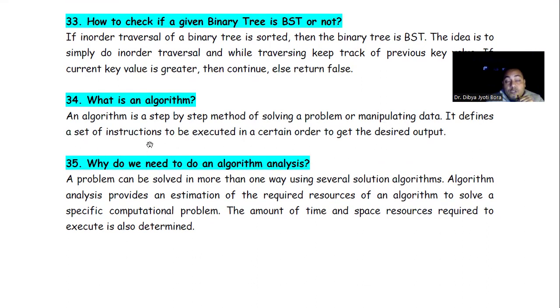It defines a set of instructions to be executed in a certain order to get the desired output. So algorithm, in short, I want to give you the answer. Algorithms are the way of solving a problem. But while doing so, an algorithm actually gives us the steps in sequence which we have to follow to come to the final solution. But those number of steps will be finite in nature, right? That is an algorithm. So that's why we are calling it a step-by-step method of solving a particular problem or manipulating a particular problem.